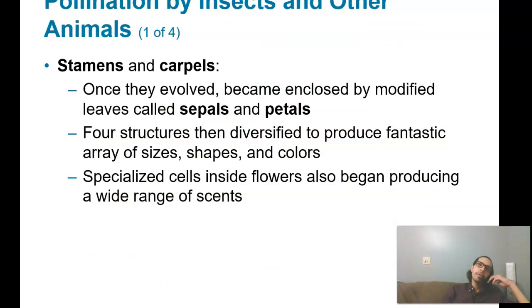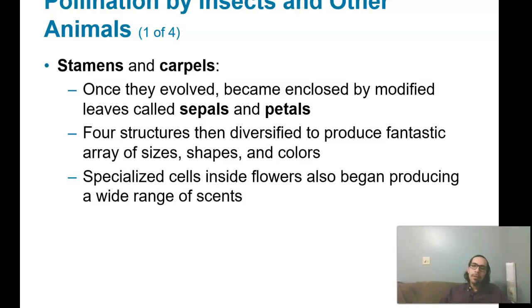So once they evolve, the stamens and carpels become enclosed by modified leaves called the sepals and the petals. They have four structures that then diversify to produce different sizes, shapes, and colors.